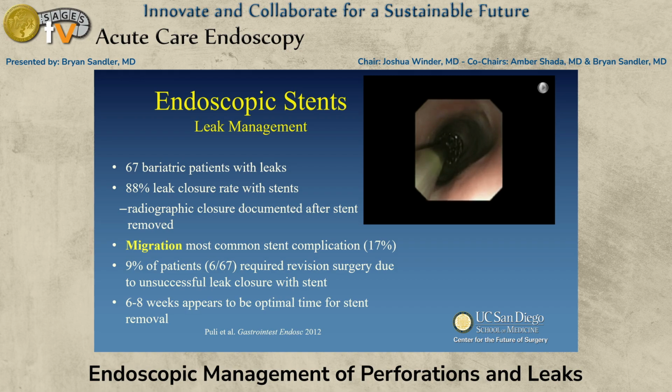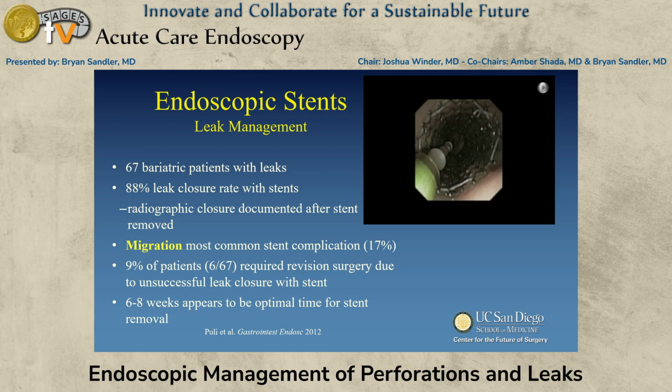Endoscopic stents in managing leaks have certainly been described. This is one of the earlier descriptions of that, about 70 patients with really good endoscopic leak closure rates with stents. The criticism of some of these is that often these patients do go on to require surgery. Almost 10% of these patients did require a surgical revision due to the stent not working.